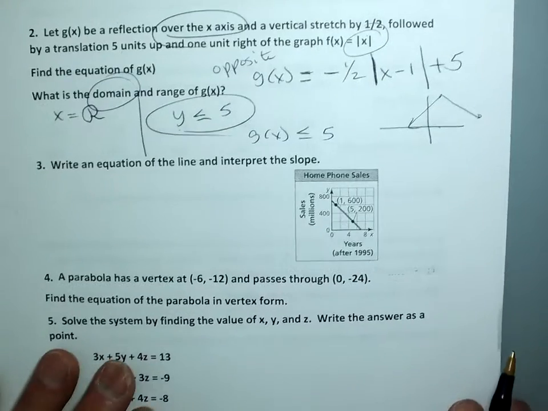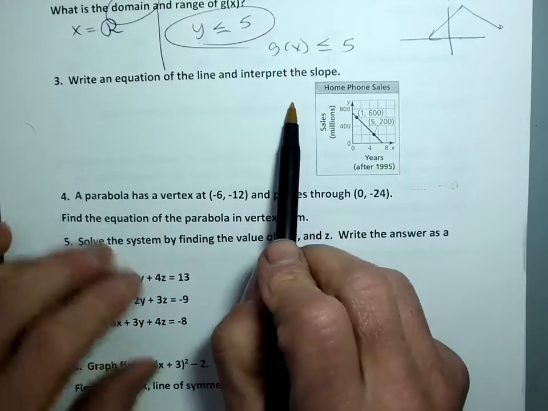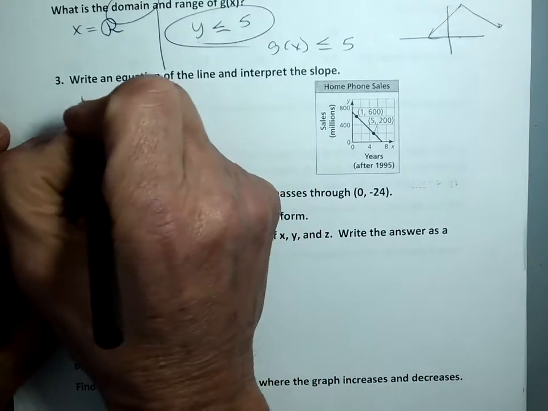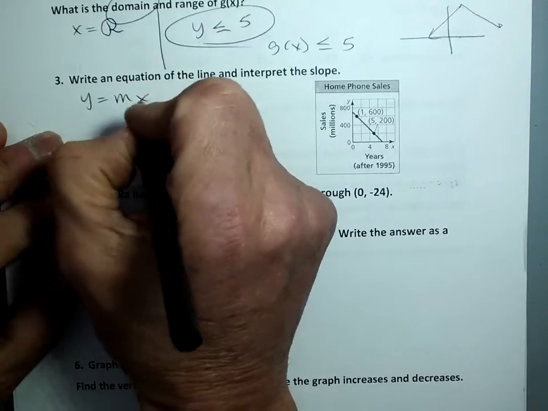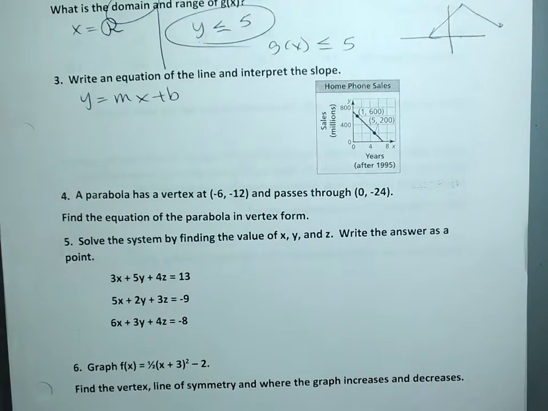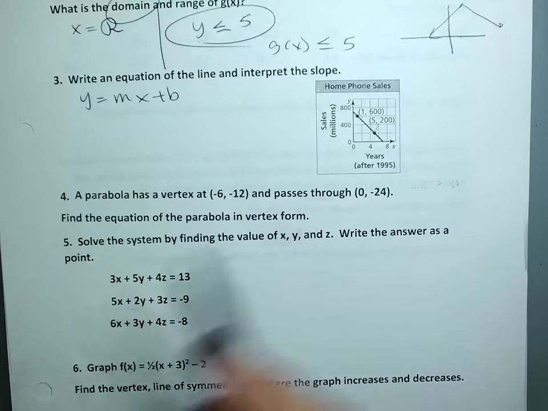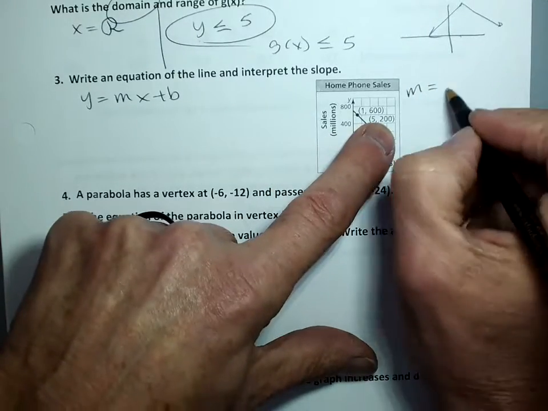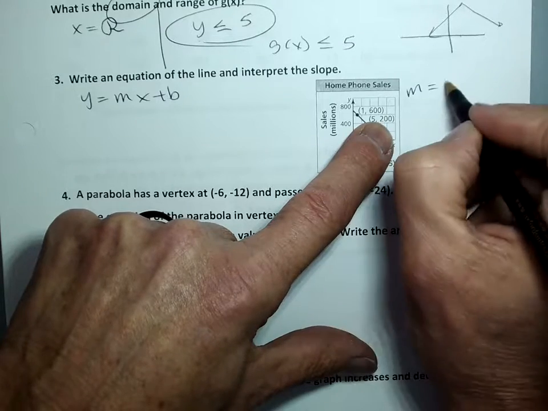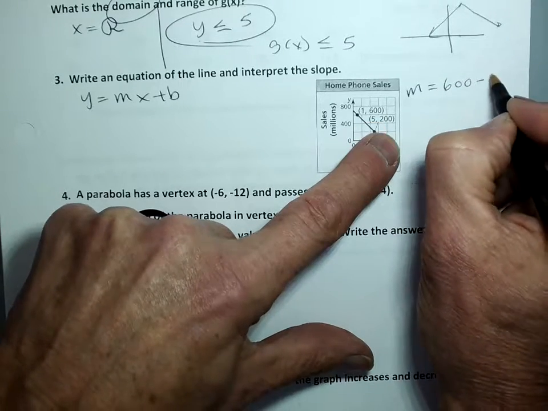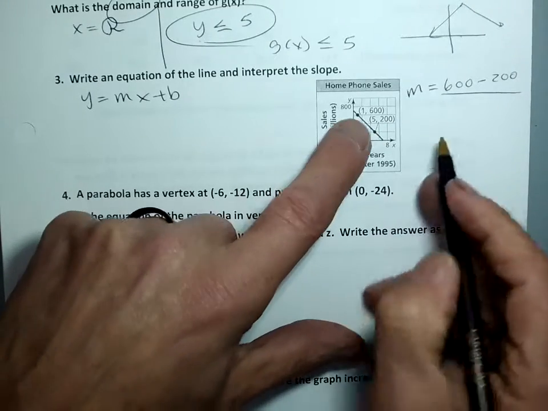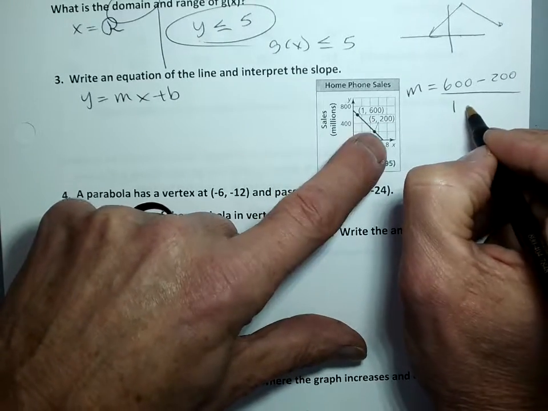All right, number 3. Write the equation of the line and put it in slope-intercept form. Okay, so first of all, let's start with y equals mx plus b. It is a straight line, it's linear, so let's use our slope-intercept form. So m, the slope, I'll do a little work over here. It is going to be y2 minus y1 over x1 minus x2, so we're going to go 600 minus 200.